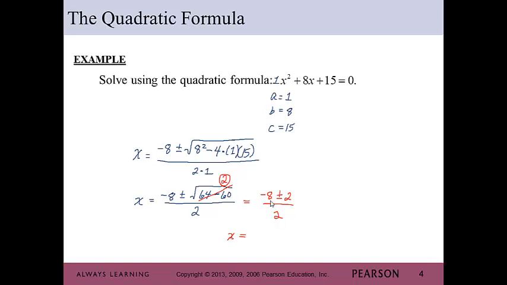So the first is going to be negative 8 plus 2, which is negative 6, over 2, which is negative 3. And then the second answer is going to be negative 8 minus 2, which is negative 10, over 2, which is negative 5. So x equals negative 5 and x equals negative 3.